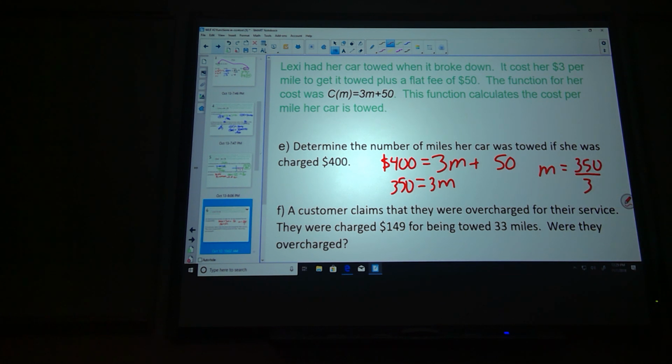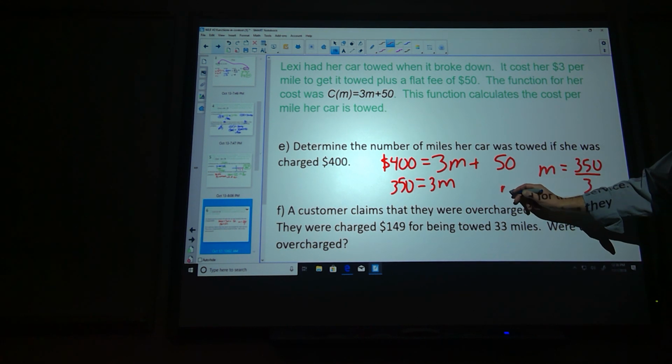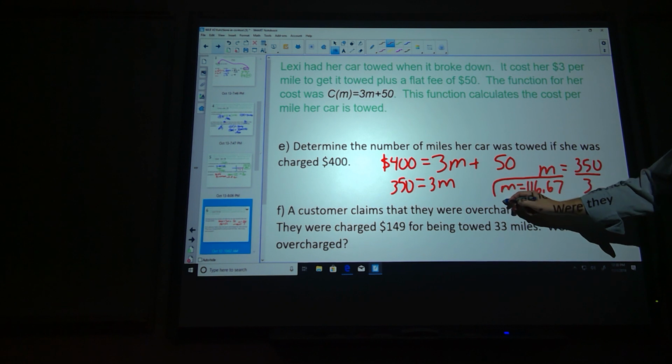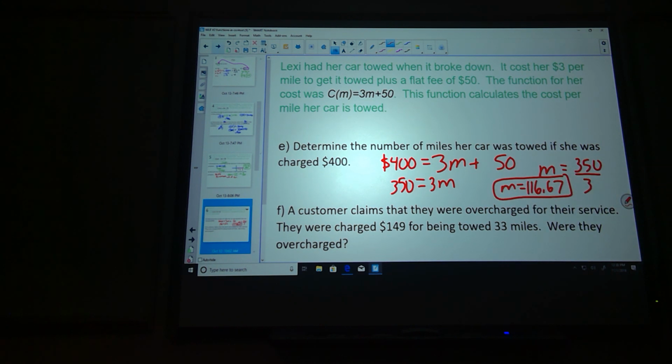Yes. Okay. Anyone have a calculator? Emily, have a calculator? I can do it on my phone. 350 divided by 3. It might be a decimal. It is. 116.67. Yeah. Sounds good. So what does that mean in the context of this problem?